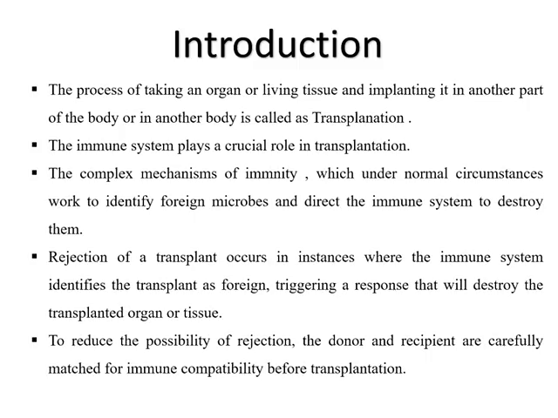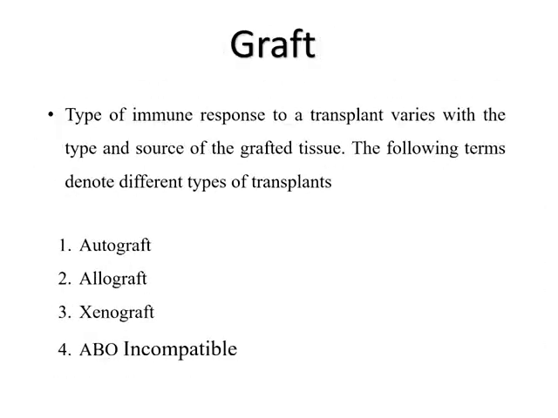To reduce the possibility of rejection, the donor and recipient are carefully matched for immune compatibility before transplantation. The type of immune response to a transplant varies with the source of the graft that is taken from the donor. The following terms denote different types of transplants: autograft, allograft, xenograft, and ABO incompatible.